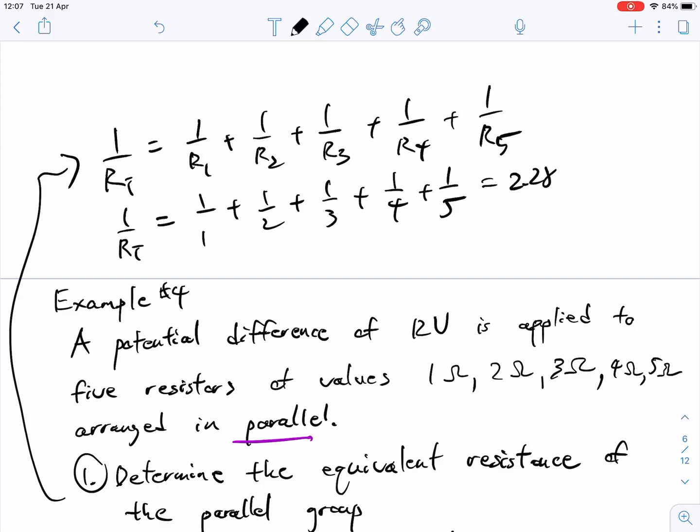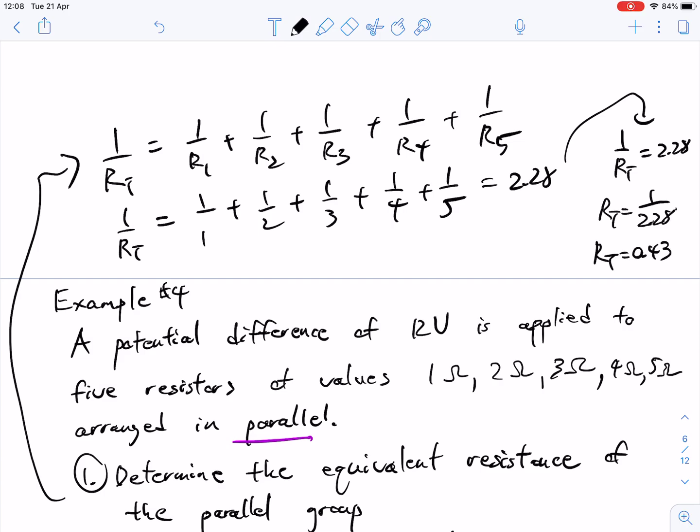So remember, now the formula is 1 over R total equals 2.28. That's not the actual resistance, so we have to flip that around, right? Resistance total is 1 over 2.28. So let's do that. 1 over 2.28 is going to give 0.43.